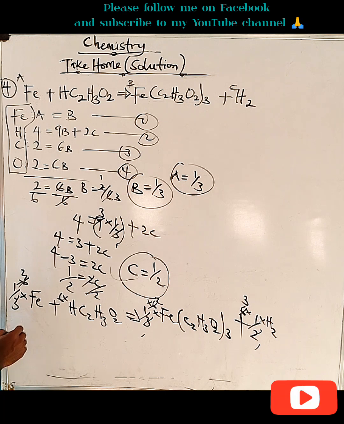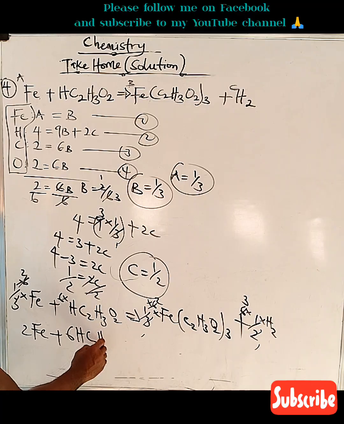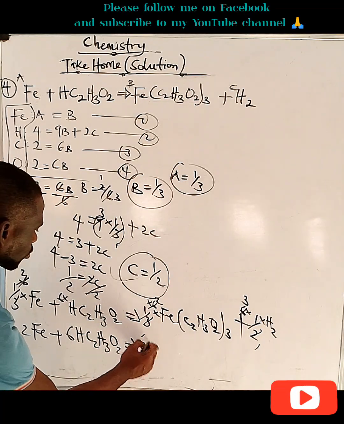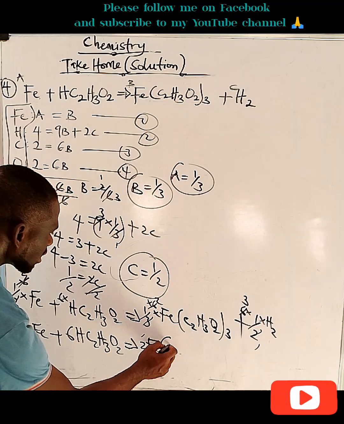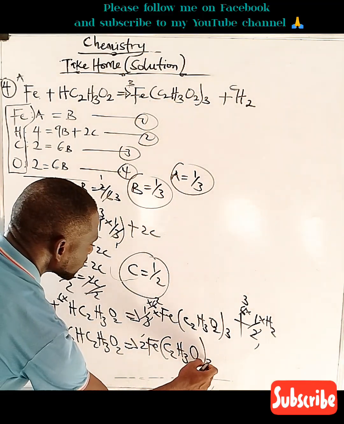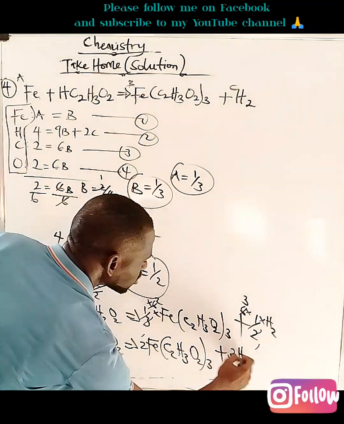So what do we have left? You're just going to write this down. That's 2Fe plus 6HC2H3O2 equals 2Fe, then bracket C2H3O2 in a bracket with a smaller 3 out there, plus 3H2.